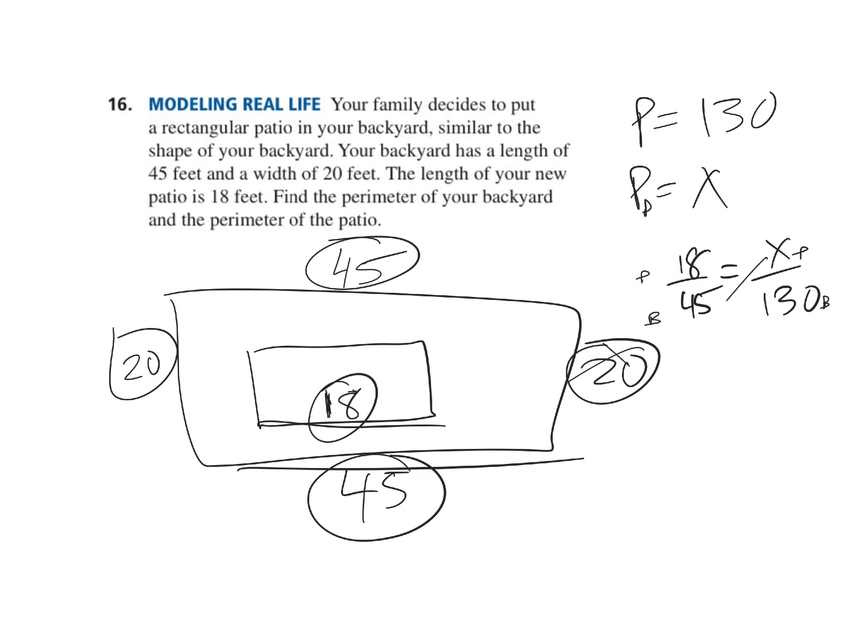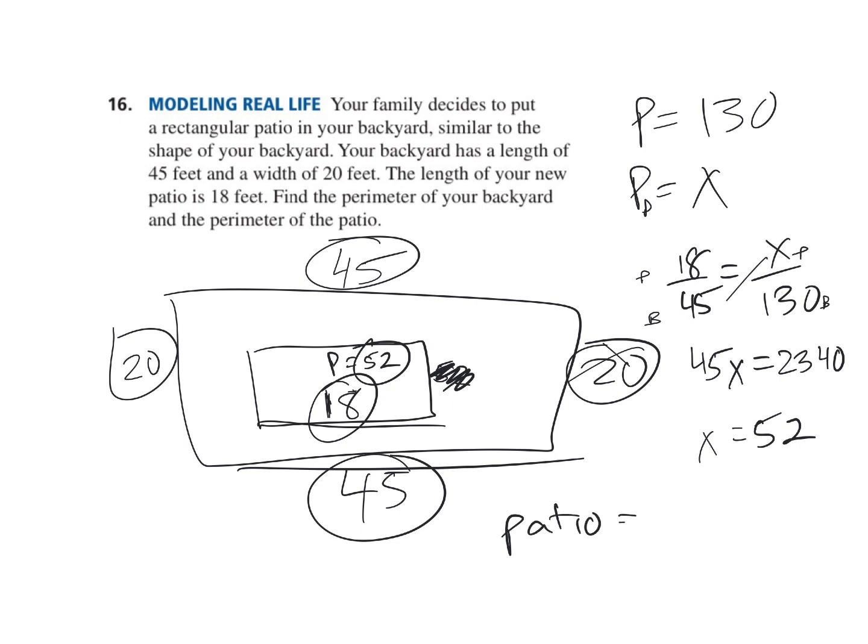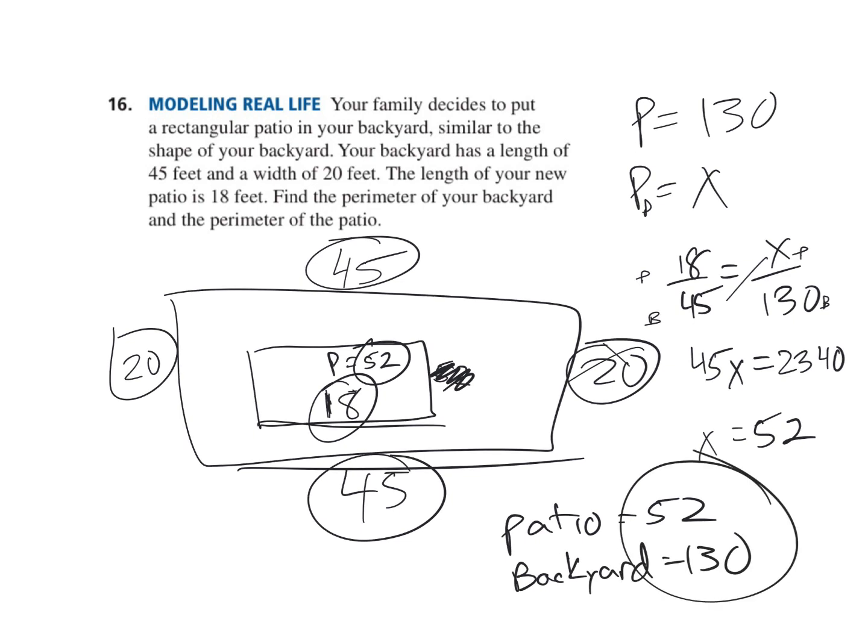So we take that and do 45x, and then 18 times 130. So that's 2,340. We're going to divide off the 45, and we get 52. Now that's not the answer. Okay, I'm sorry, that's the perimeter of the patio, which is 52. That's what we wanted, which actually is x. So 52 is the perimeter of the patio, and the backyard, we already calculated, that's 130. Those are the two answers you needed.